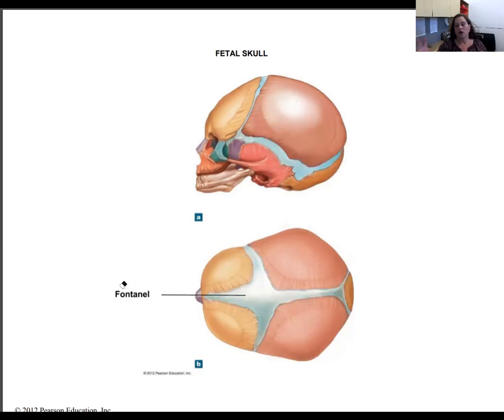And that again is only found in the fetal skull. It's our fetal and early child skull. So at a couple of months of age, that fetal skull will start closing up, and that cartilage in that fontanelle will be replaced with bone cells.